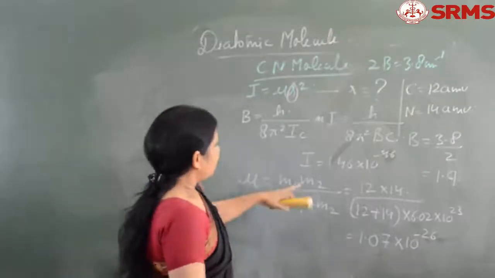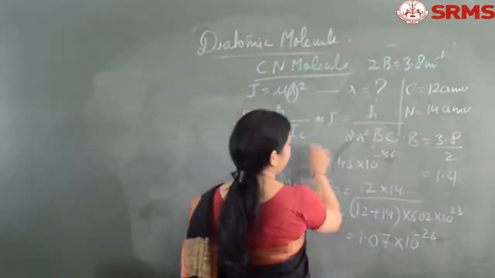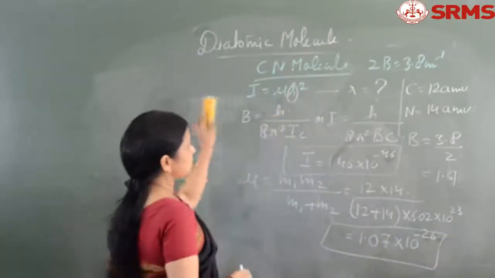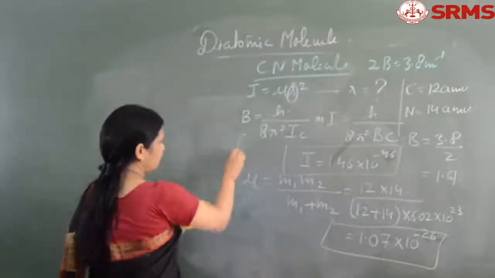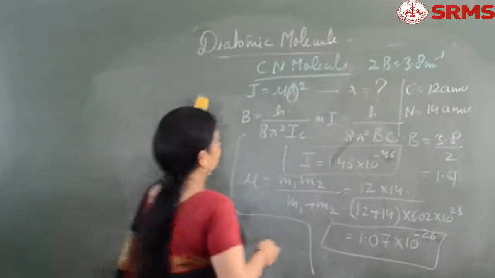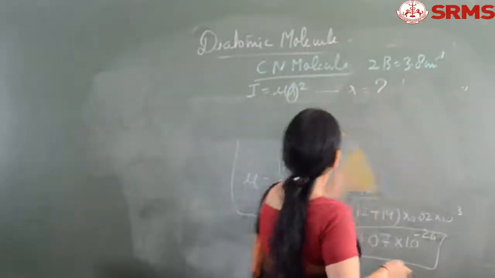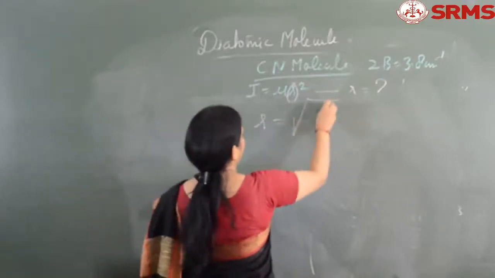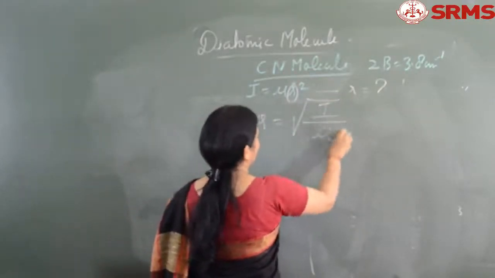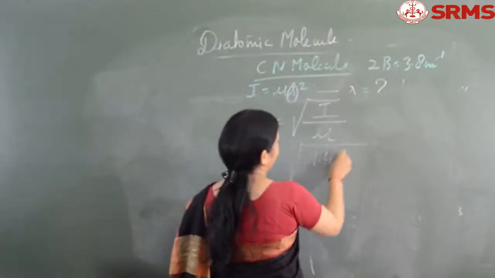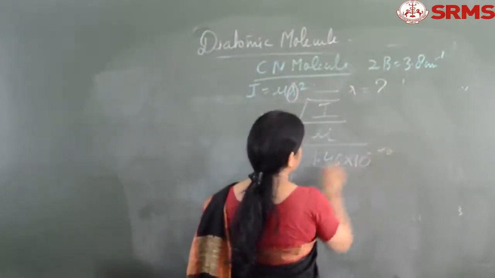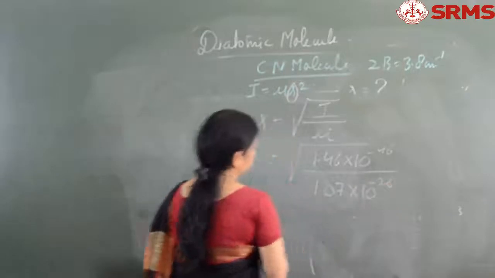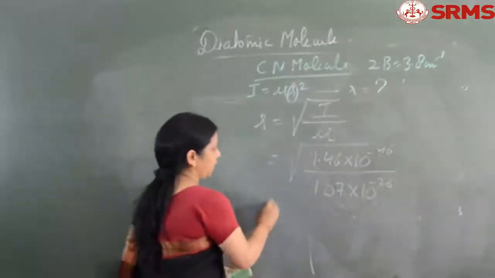Now I put up the value of mu and value of I. This is the value of mu into this first equation, and when I put up this value, R is given by under root I over mu. So I was calculated as 1.46 into 10 to the power minus 46, and mu was 1.07 into 10 to the power minus 26. And so after this I can get the value of R.